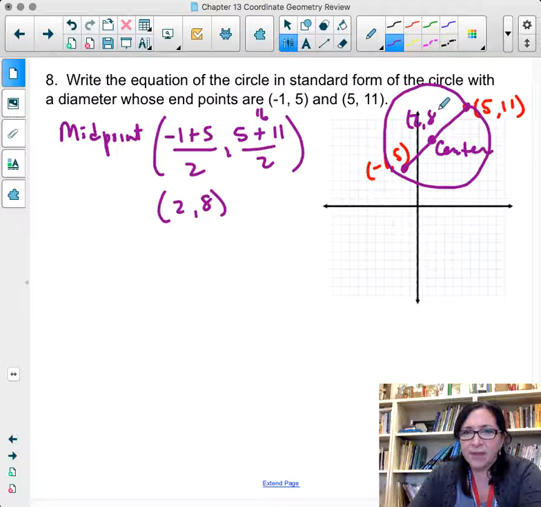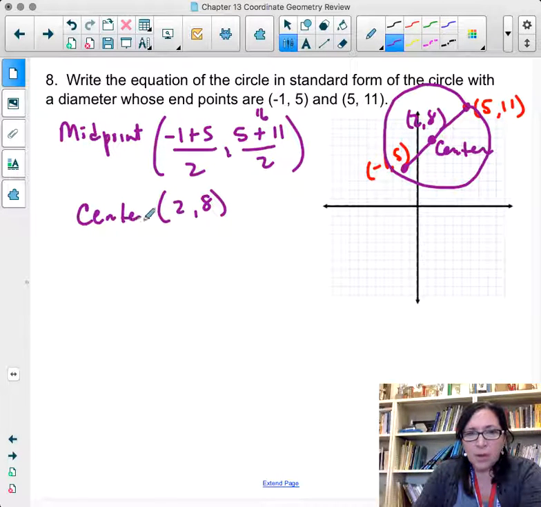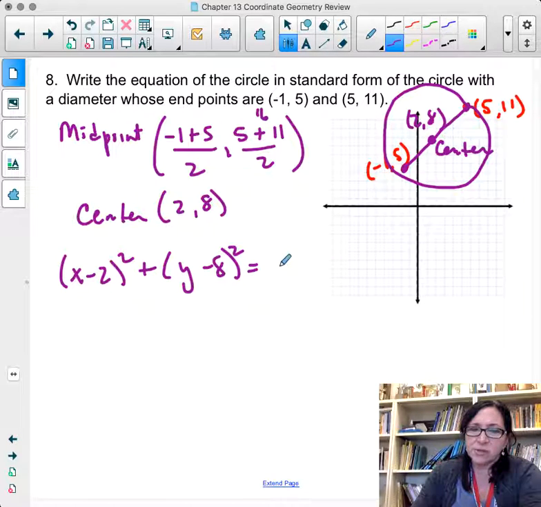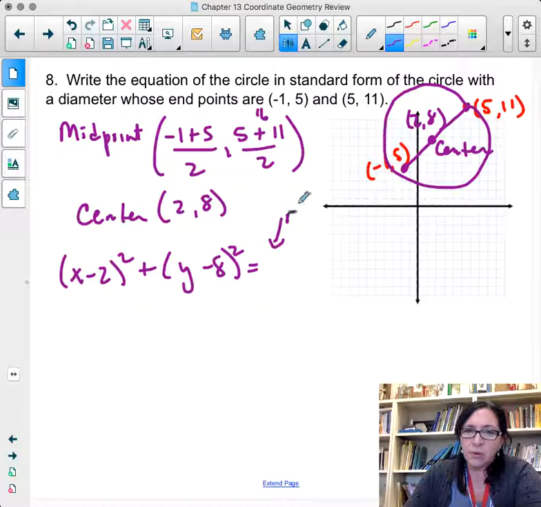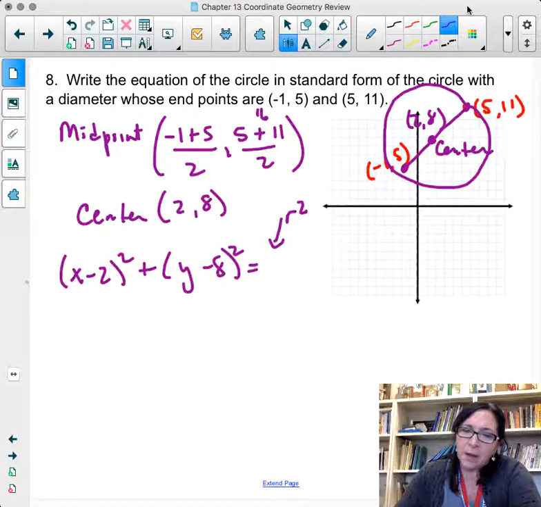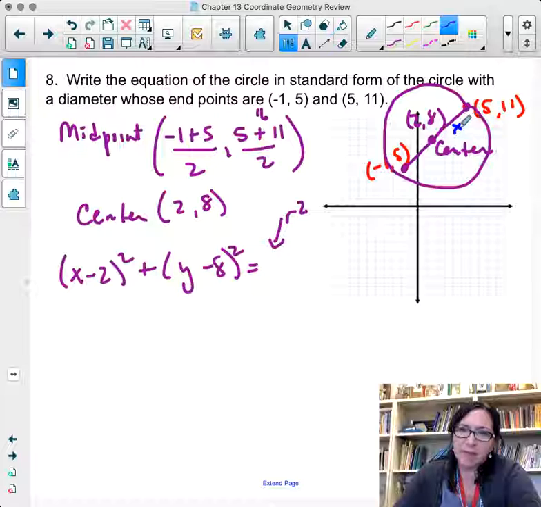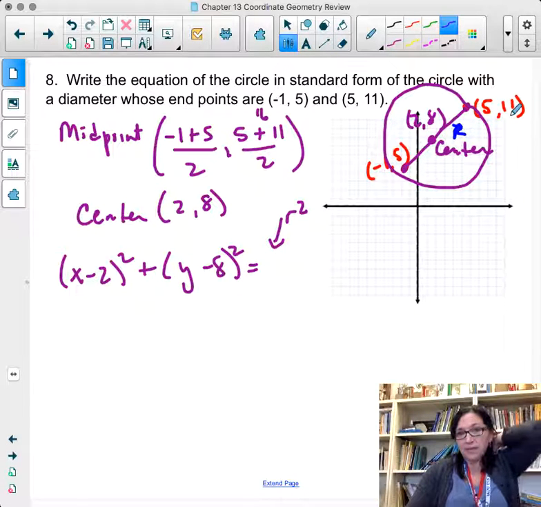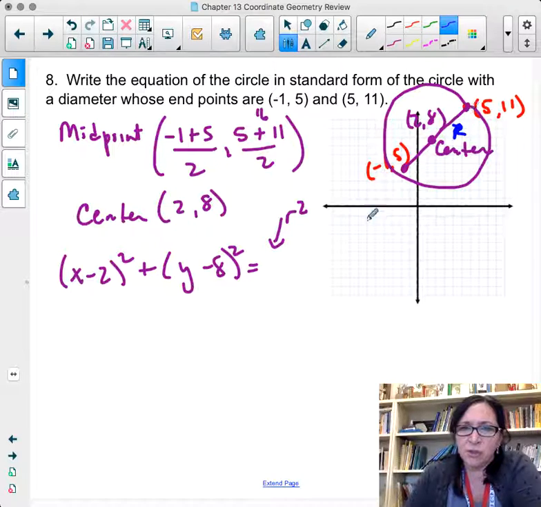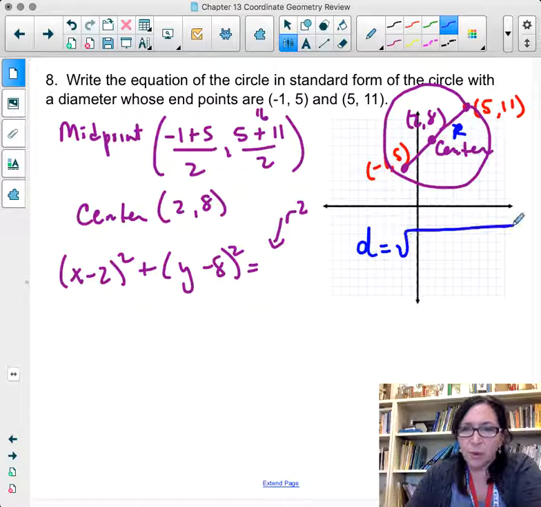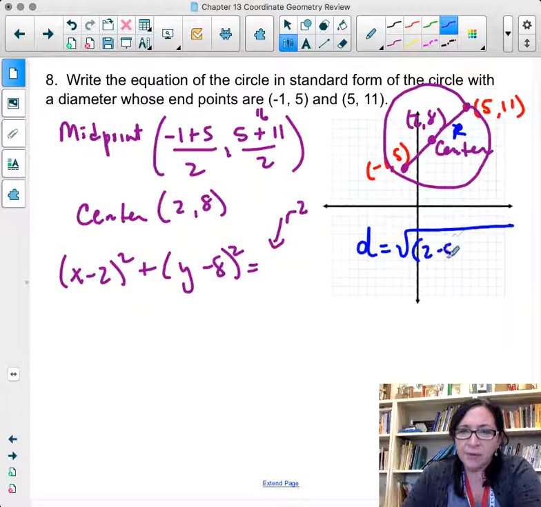Okay. Once I have that value, if that's my center, what I can do now is start setting up my equation. X minus 2 quantity squared plus y minus 8 quantity squared is equal to my radius squared. Now remember, that value is radius squared. I need to find this value, r, that's my radius. So I'm going to find the distance between those 2 points. The distance between those 2 points is going to be, subtract your x's. So I'm going to go the quantity 2 minus 5 squared plus 8 minus 11 squared.